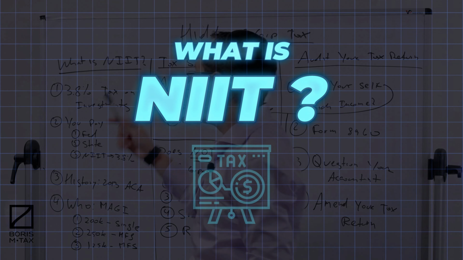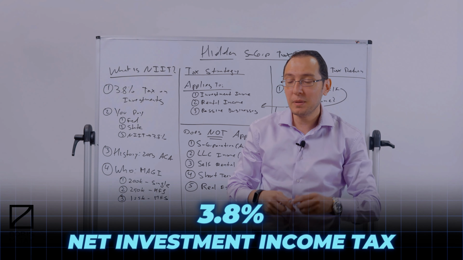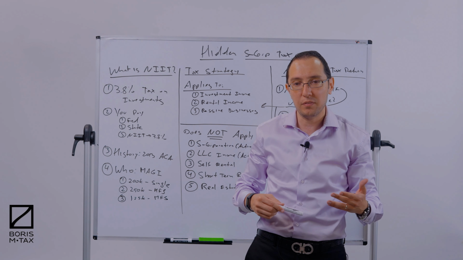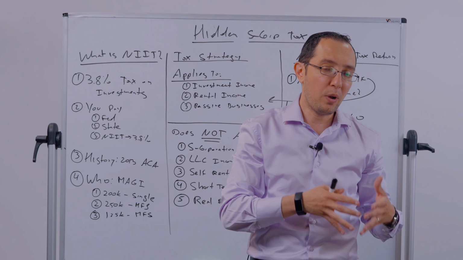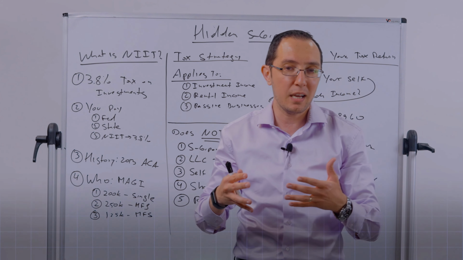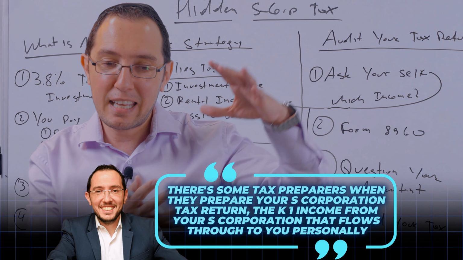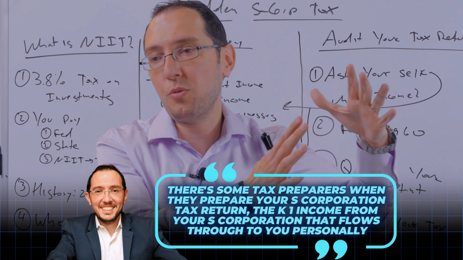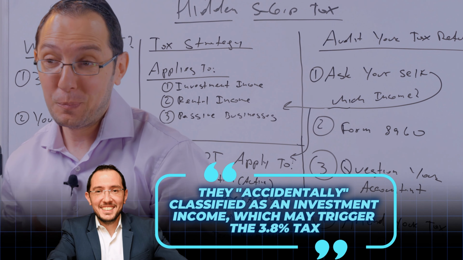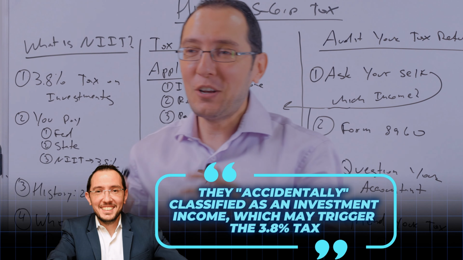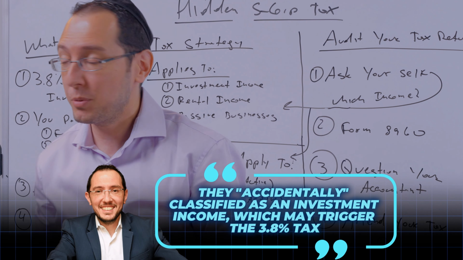First of all, what is NIIT? NIIT is a 3.8% tax, which is the net investment income tax. The name speaks for itself. You pay this tax on your investment income. What happens many times is that some tax preparers, when they prepare your S corporation tax return, accidentally classify the K1 income from your S corporation that flows through to you personally as investment income, which may trigger the 3.8% tax.